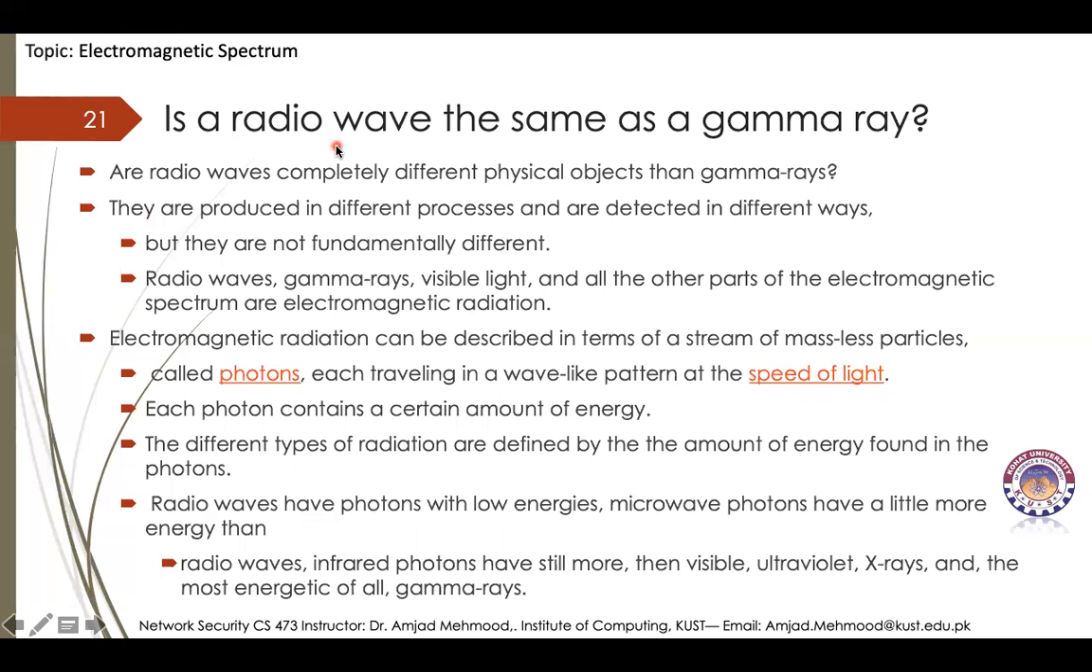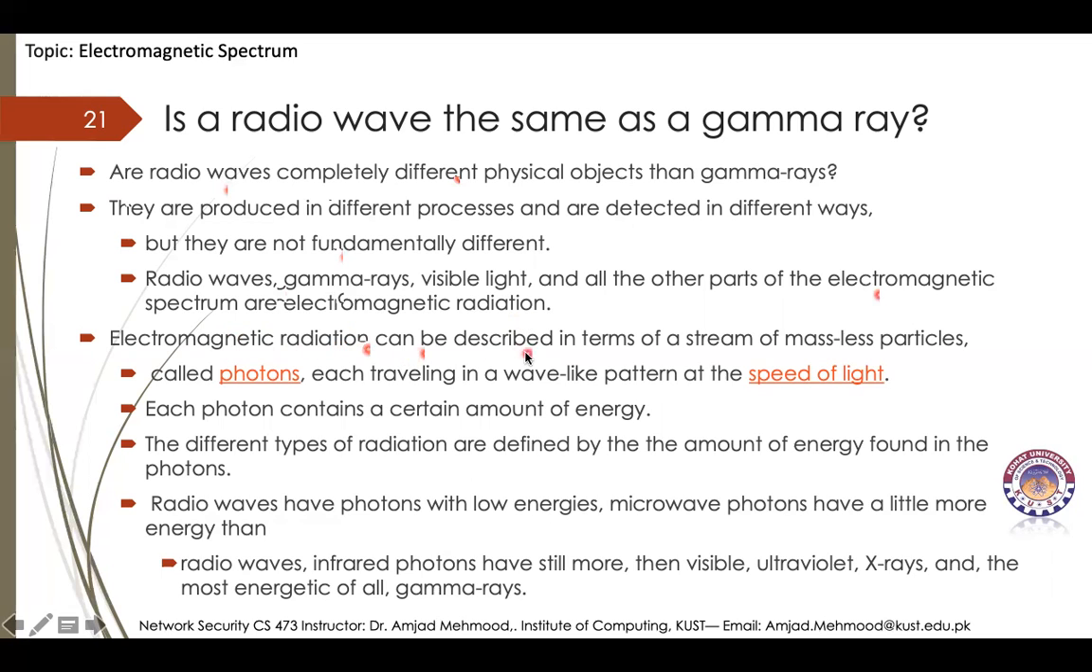Is a radio wave the same as gamma rays? Is a radio wave a completely different physical object than gamma rays? They are produced in different processes and are detected in different ways, but they are not fundamentally different. Radio waves, gamma rays, visible light, and all other parts of the electromagnetic spectrum are electromagnetic radiation.